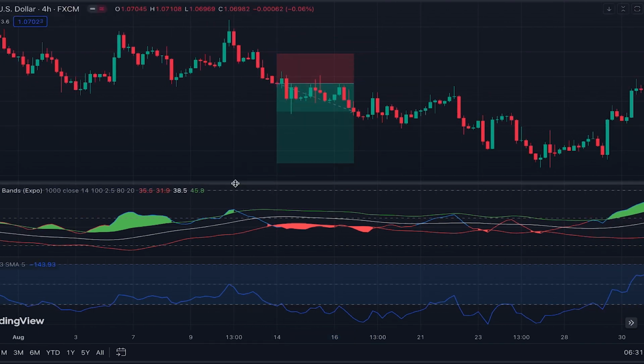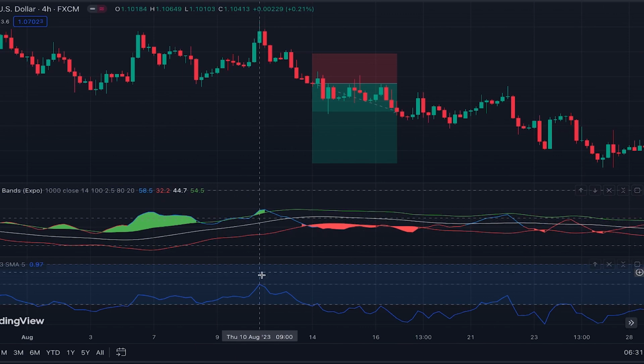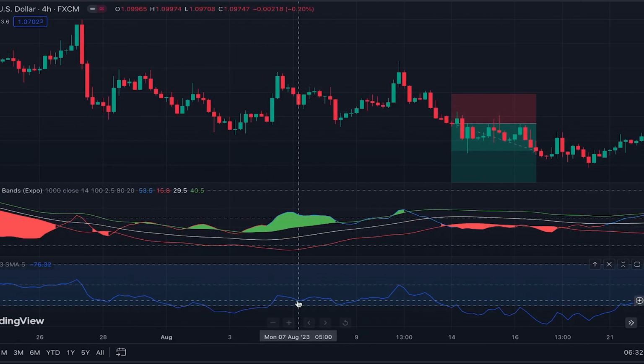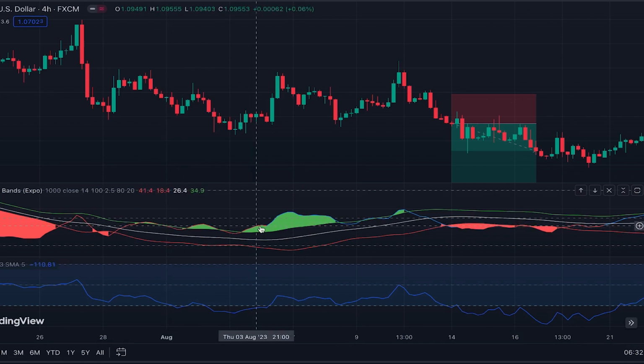Before this trade, we had a buy signal here, but it's not confirmed because CCI is below 0. And for these buying signals here, you can see that for them CCI is below 0, so these signals are also not confirmed.